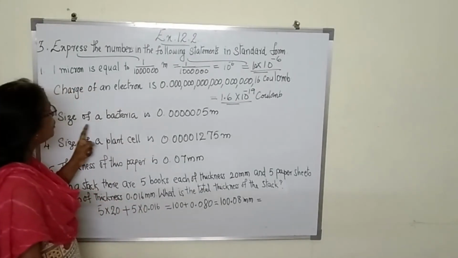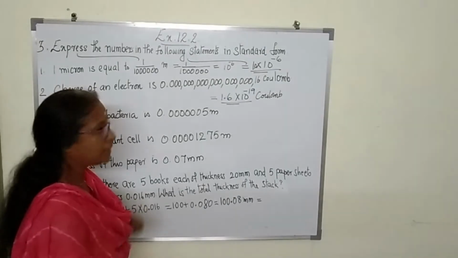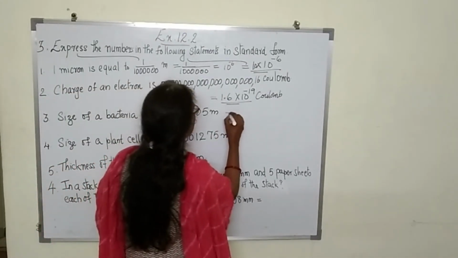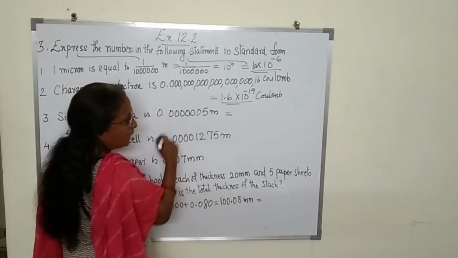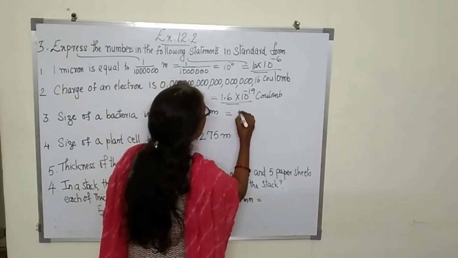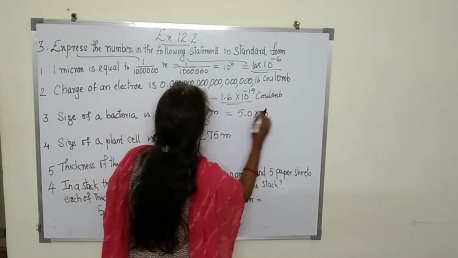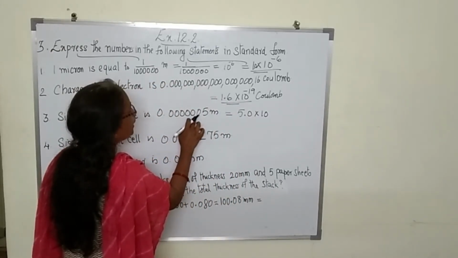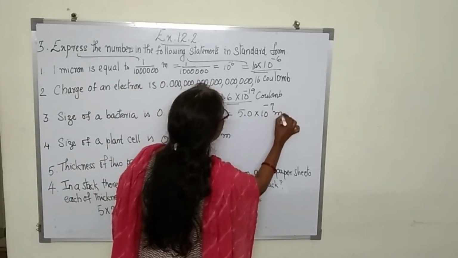Now here, size of a bacteria. Bacteria, you know, is a unicellular organism. Its size is very small. So its size is 0.000005 meter, which is equal to 5.0 into 10 raised to, see here, 1, 2, 3, 4, 5, 6, 7. So minus 7 meter.